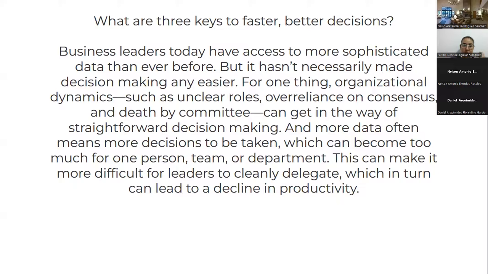For one thing, organizational dynamics such as unclear roles, over reliance on consensus and death by committee can get in the way of straightforward decision making, and more data often means more decisions to be taken, which can become too much for one person, team, or department. This can make it more difficult for leaders to cleanly delegate, which in turn can lead to a decline in productivity. Good, what did you understand here?